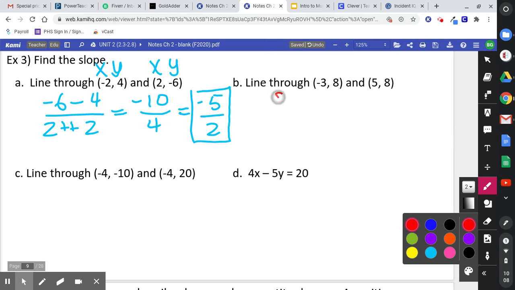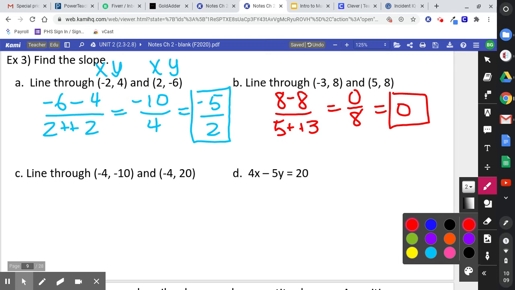Part B, y2 minus y1 over x2 minus x1. Add the opposite. 0 over 8 is 0. Think about what kind of line has a slope of 0. That's a flat line, right? Flat line. Go back. What kind of line has a slope that's negative? That must be downhill. Okay, downhill line, flat line.